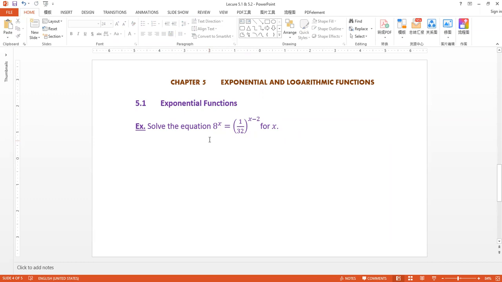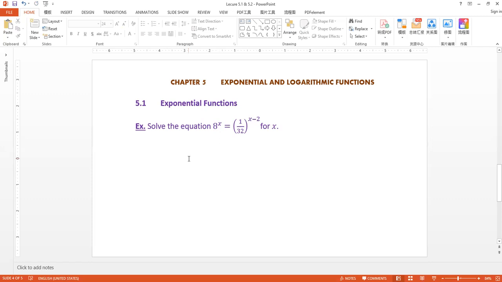In this example, we have 8 to the x equals 1 over 32 to the x minus 2, and we want to solve for x from this equation. And the way to do it is to try to rewrite the equation in the same base. We have two exponential functions, one on the left, one on the right, but they have different bases. So we can try to rewrite the equation by using the same base.